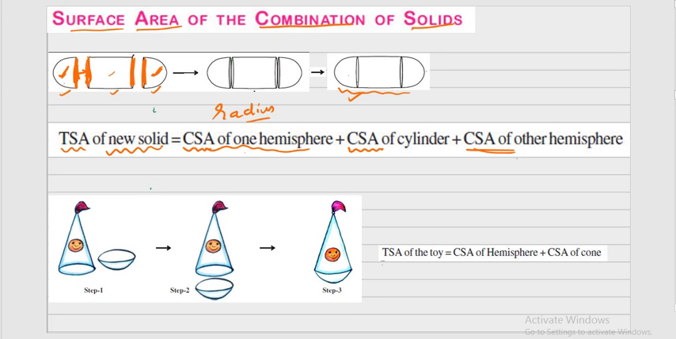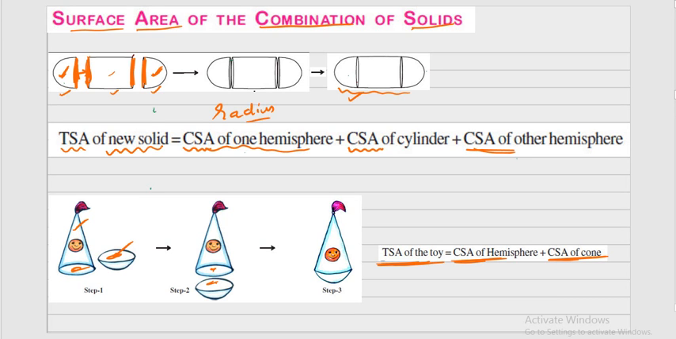Now, the same way here also we are having a cone and a hemisphere. Individually, if you see, we can see their base areas, right? But when they are stuck to each other, we cannot see them. So that's why we are going to consider only the sum of the curved surfaces. If you want to find the total surface area of the toy, we are considering only the CSA of the hemisphere and the CSA of the cone, right?